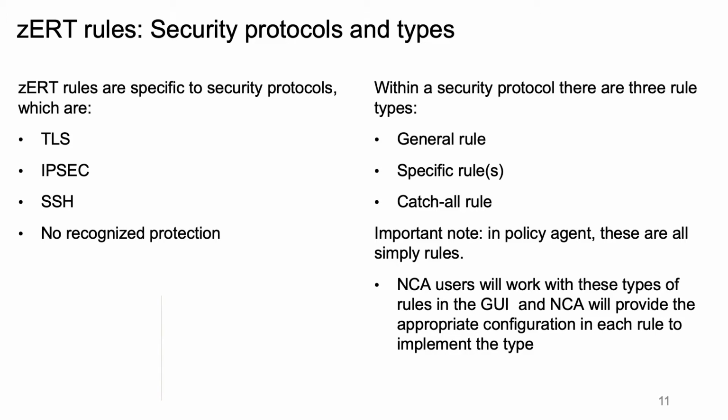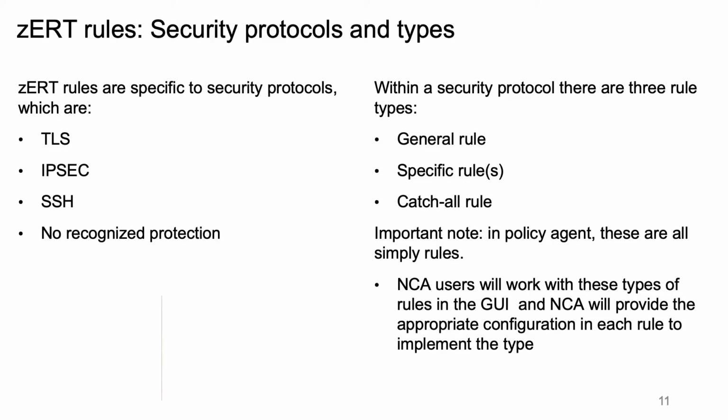Then, within a security protocol, NCA introduces the concept of 3 rule types. A general rule specifies a set of attributes for a protection protocol that meet your local security requirements. There is potentially one of these in each ZERT rule set. It is not specific to any traffic types, so does not contain traffic information. The general rule is optional. A customer could define only specific rules in a rule set. General rules are not used for connections with no recognized protection because these connections do not have security characteristics to evaluate.